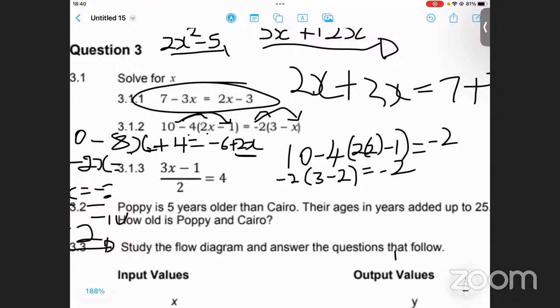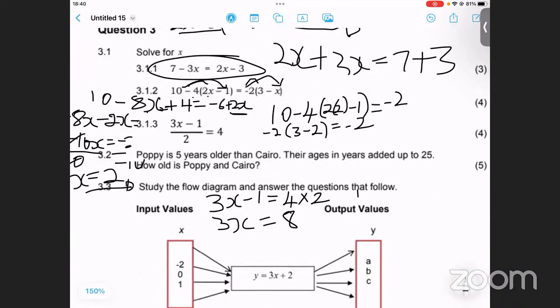I moved the minus 1. Yeah. And then I moved the minus 1 to the other side. 4 multiplied by 2. And you said 3x is equal to 8. And you're saying we moved the 1. I didn't write the 1. Let me try to remove this before you guys get confused. Okay.